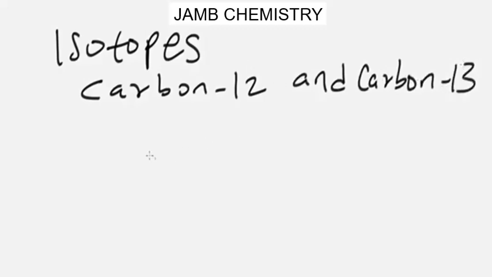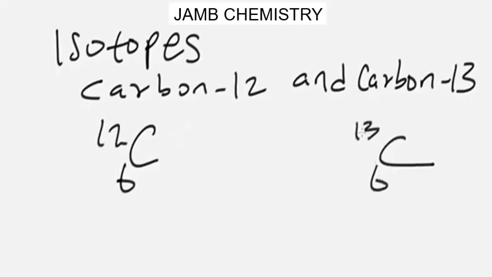So basically we have it to be something like this. The atomic number of carbon is 6, the mass number here is 12. For this carbon, the atomic number is 6. The mass number is 13. So they have the same atomic number but different mass numbers.